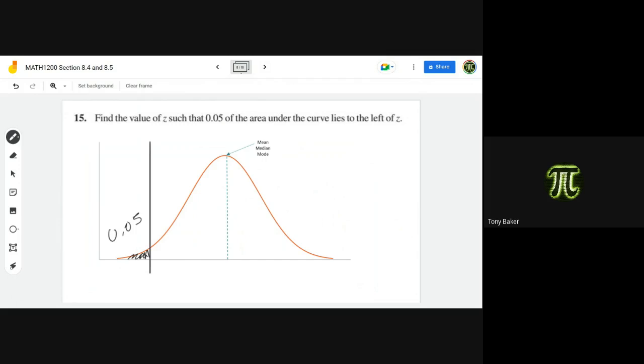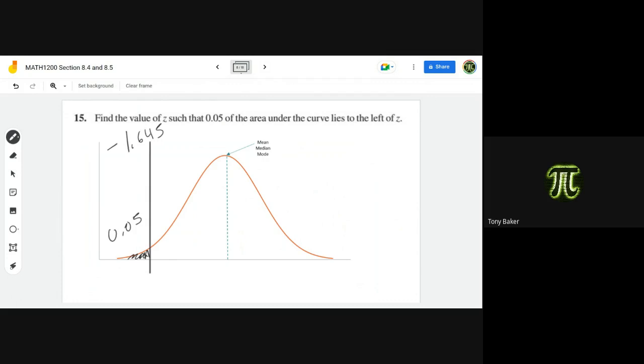So in this one, I'm looking up 0.05 and 1.6 something. 1.645. So it's negative 1.645, or negative 1.64 or 1.65, depending on which direction you want to go.